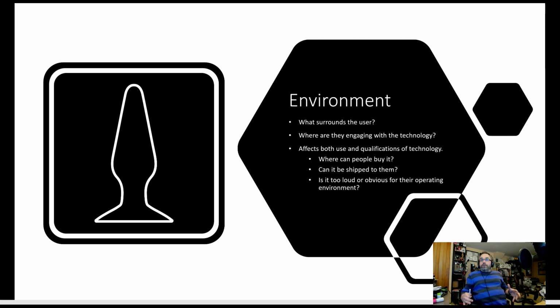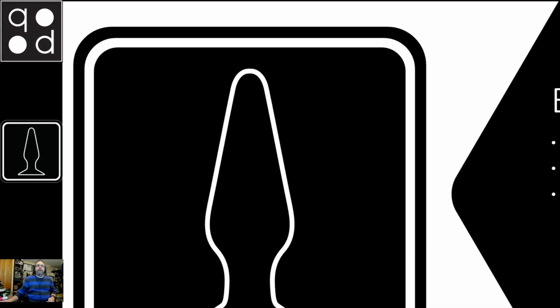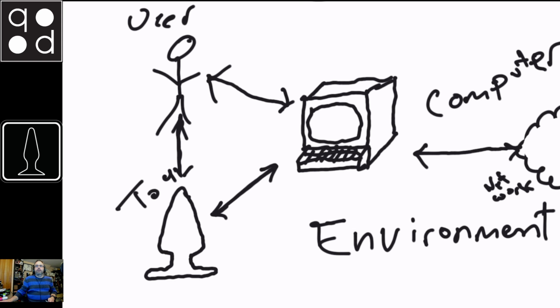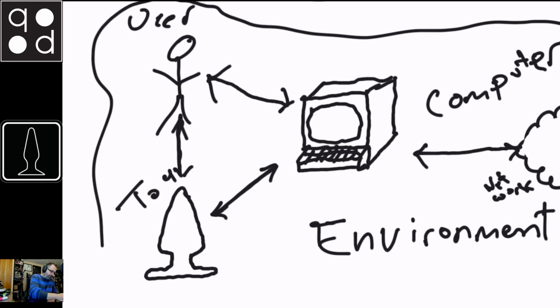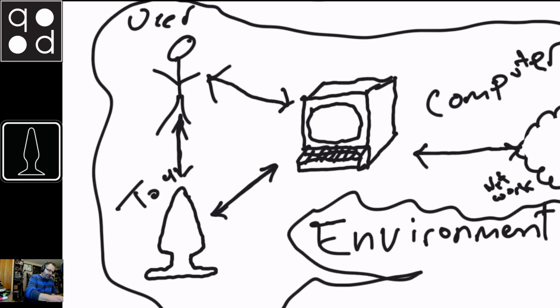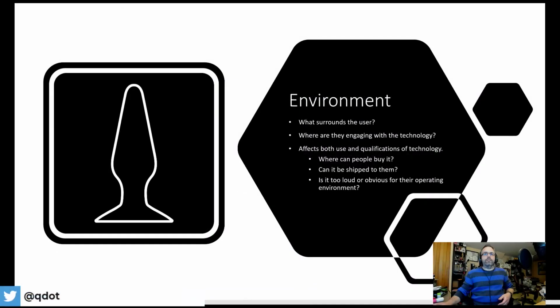What is the environment? The environment is everything that surrounds this combination of user and computer and toy. So this whole thing that encompasses this is the environment. Does the environment encompass itself? I don't want to get involved in that philosophical conversation. So anyways, when we are thinking about the environment, why is this important?